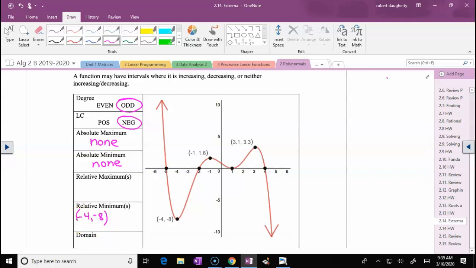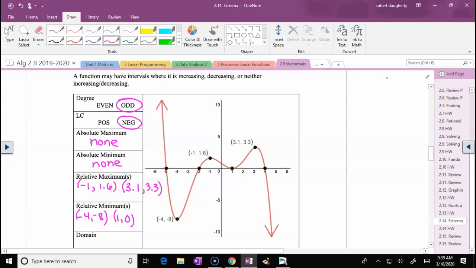Relative max. So there's a relative max at -1, 1.6. And then this is the 0.10. That's also a what? That's a relative min. And the point 3.133 is a what? Relative max. So those are the relative max and the relative mins.